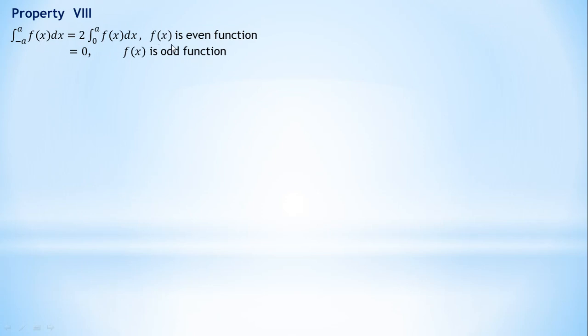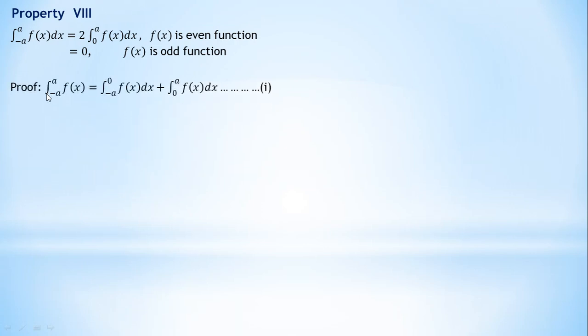So it depends on the type of the function. If the function is even, then integration from minus a to a f of x dx can be written as 2 times 0 to a f of x dx, or otherwise if it is an odd function, then directly you can write the answer of the integration as 0. Now you must know about even function and odd function. So let us discuss now.